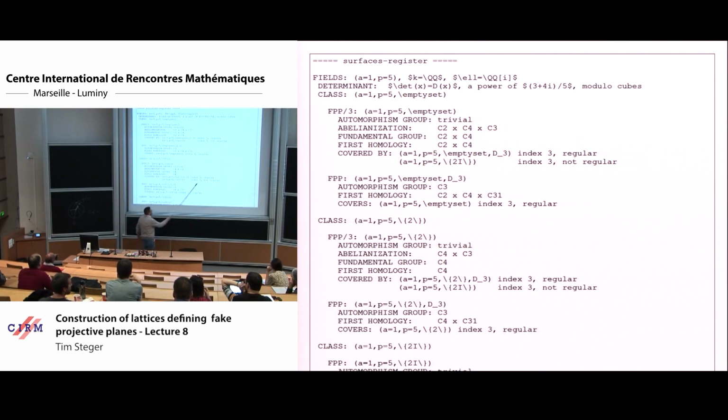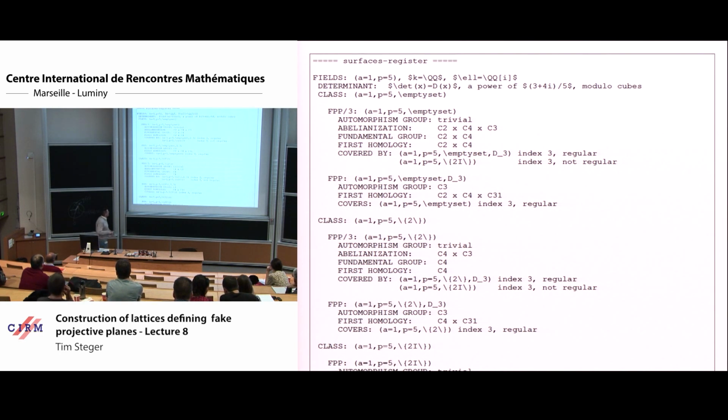Some of these covers are regular, and some of them are not regular, and that's also listed. That depends on whether, well, a regular cover is one that you get just by acting on the surface with a group of order 3 and taking the quotient. An irregular cover is a non-Galois cover.